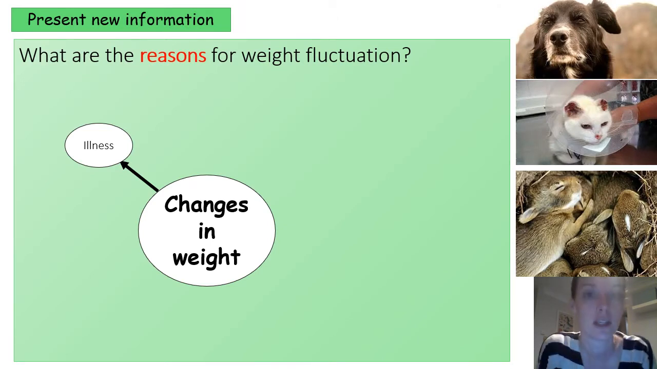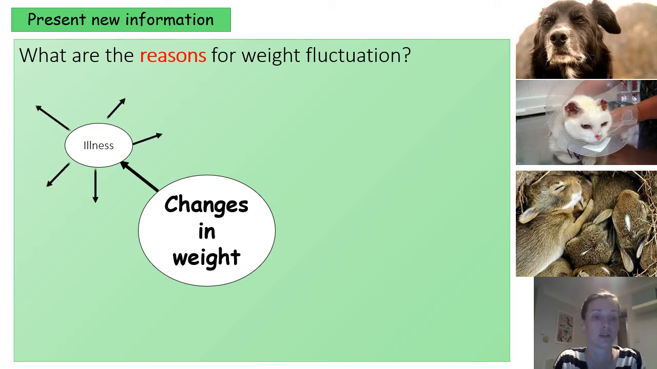So now that you know the causes of weight change, what I'd like you to do now is look at this task, and you're going to complete one of these for your task for today. So we're going to look at the reasons why animals change in weight. So I've started off with me looking at illness. Now, illness is such a wide area. There's so many things that could come off from illness.